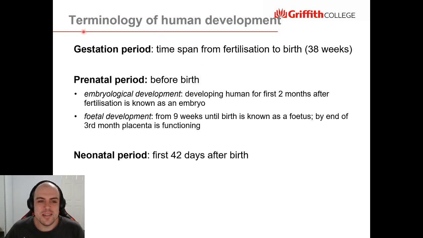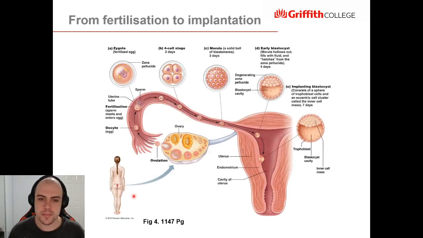Now, some terminology here. We have the gestation period, okay? This is the time span that occurs between fertilization to birth, approximately 38 weeks, plus minus. Now, you've got this prenatal period with embryological development and fetal development, okay? These are just some basic definition words here.